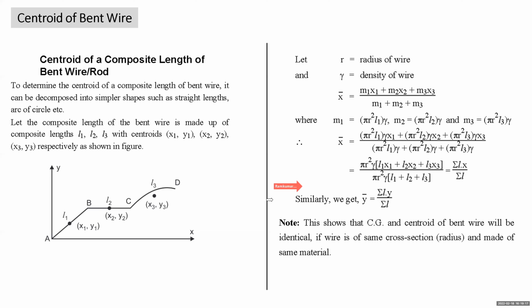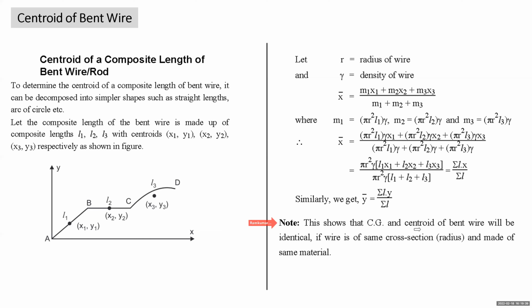Now, students, to find the coordinates of CG of the bent wire, you don't need to know about its material. You don't need to know about its mass and all those properties. Simply based on the centroid of the length, we are in a position to arrive at the coordinates of the centroid. Right? Now, here I've written a note.